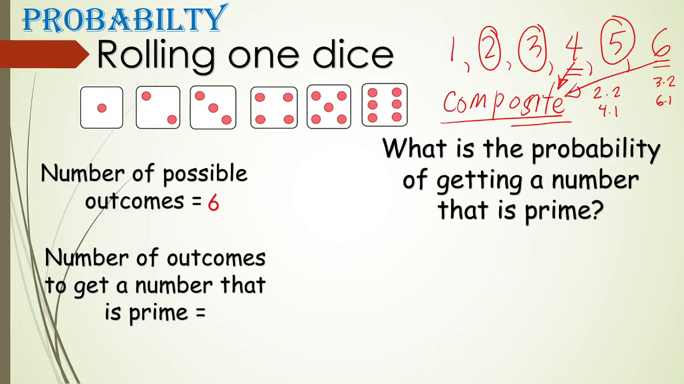So, what are the prime numbers from 1 to 6? Okay, that's 3 outcomes: 2, 3, 5. So, what will be the probability now of getting a prime number? 3 over 6. Reduce 3 over 6. That's 1/2. Okay, that's good.